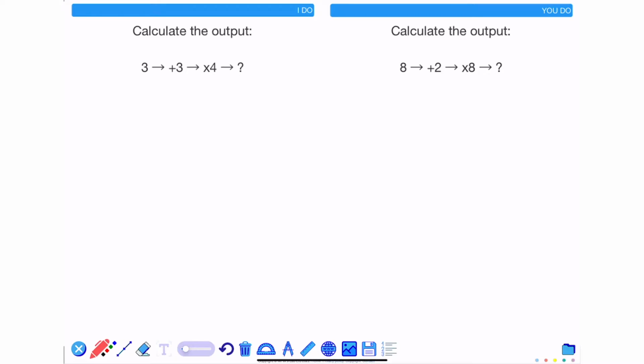In this video, we're going to be learning about function machines. Essentially, a function machine is having an input value and a range of operations, trying to seek what our output values would be.